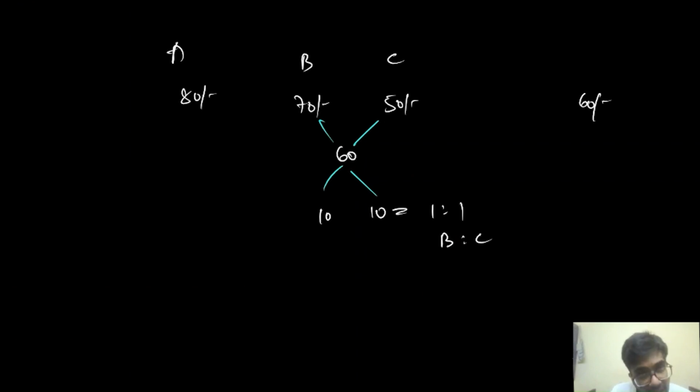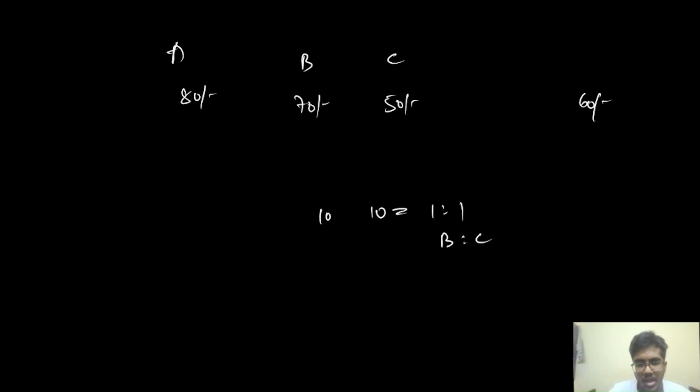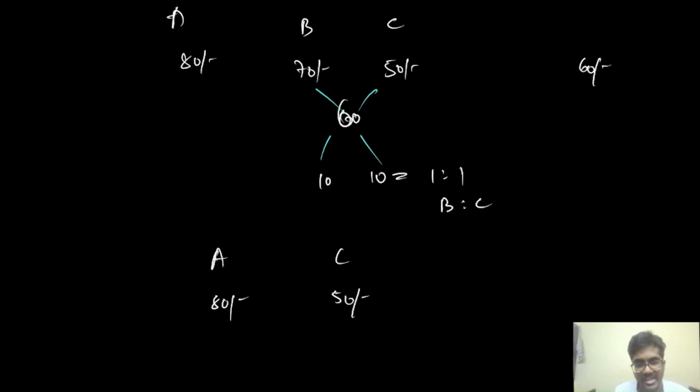And what is the other place where you can put 60? Can you place 60 between 50 and 80? Yes, because 60 comes in between 50 and 80. So you can put 60 there as well. I'll just erase this stuff, or I'll do one thing. I'll just write 60 here itself, and then I'll write these things here. A I'll take here, that is 80 rupees. C I'll take here, that is 50 rupees. So I can put 60 here as well, in the middle, because 60 comes in between 50 and 80.